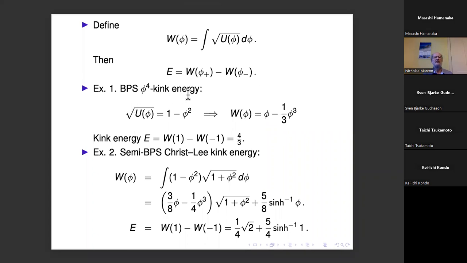The phi to the 4th kink, the first example I gave: the square root of u was 1 minus phi squared. And so it's easy to work out w. You integrate this square root and you get phi minus 1/3 phi cubed. Then the kink energy is the difference between the value of this function at the 2 endpoints. And the endpoints are the zeros of u. You knew those were plus or minus 1. That's where u is 0. And so the kink runs from -1 to 1, and its energy is w of 1 minus w of minus 1. And from this, you easily find it's 4/3.